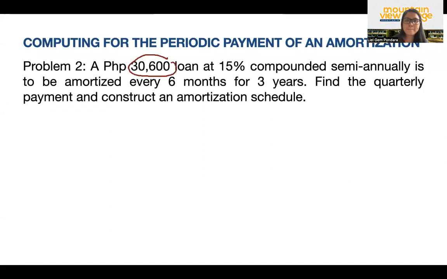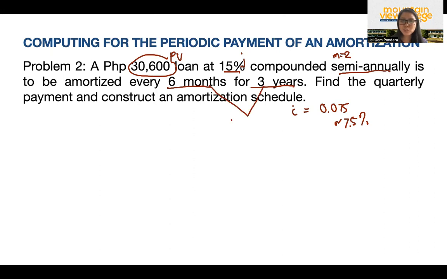Future value, present value. Present value because it's a loan. At 15%, J compounded semi-annually, so our M is 2. What will be our periodic interest rate? 0.075. Very good. 0.075 or 7.5%. And it will be amortized every 6 months for 3 years, so you multiply 3 years by 2 times a year. So our total payments will be 6.